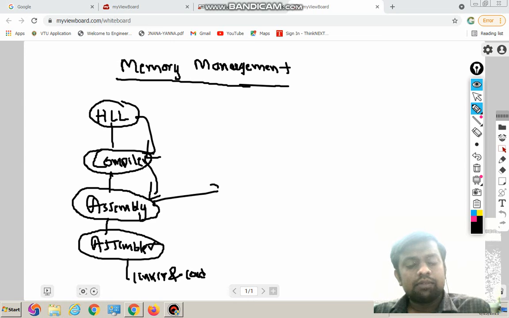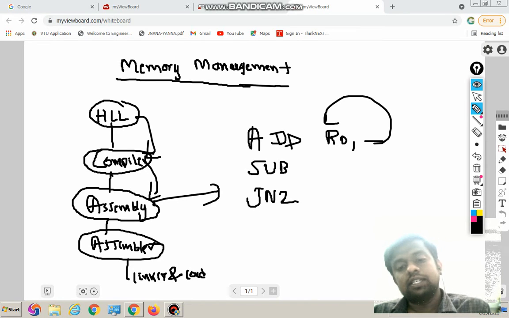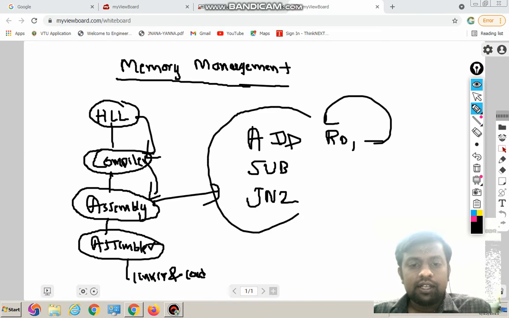So assembly language means what? Basically here we'll be having instructions. So we'll be having add, some examples like add r0 comma something, we'll add something and store in the registers. Similarly we have a subtract instruction, and similarly we have jump if non-zero, jnz. So like this we'll be having instructions.